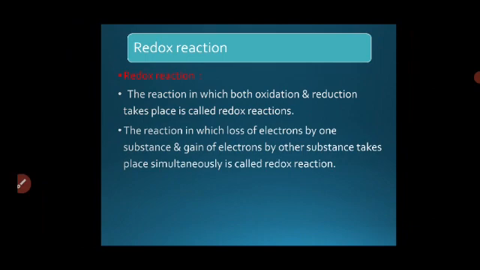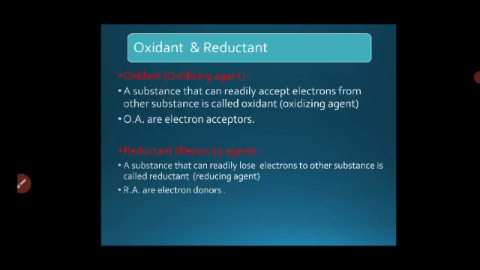Then what is meant by redox reaction? The reaction in which both oxidation and reduction take place simultaneously. In other terms, in electron transfer, we can say that the reaction in which there is loss of electrons by one substance and gain of electrons by another substance, both these processes take place simultaneously, and hence it is called a redox reaction. Then oxidant and reductant: oxidant means oxidizing agent, reductant means reducing agent.